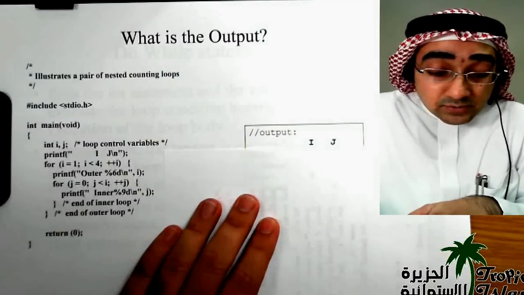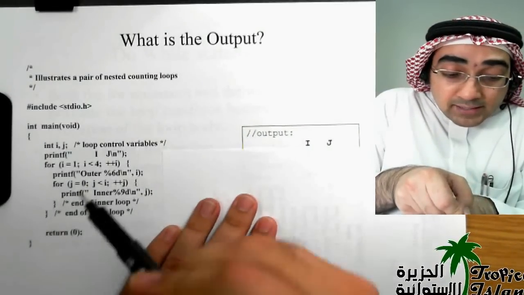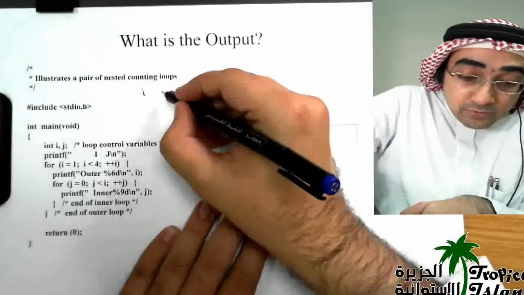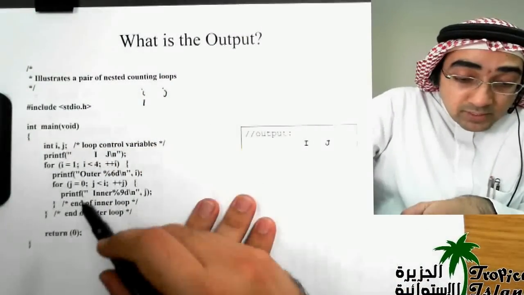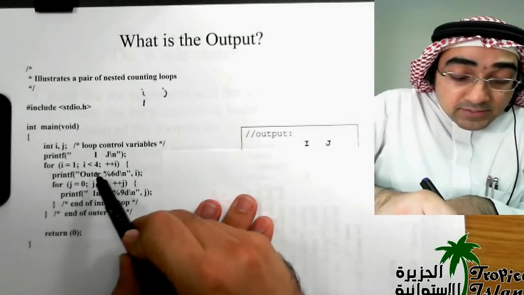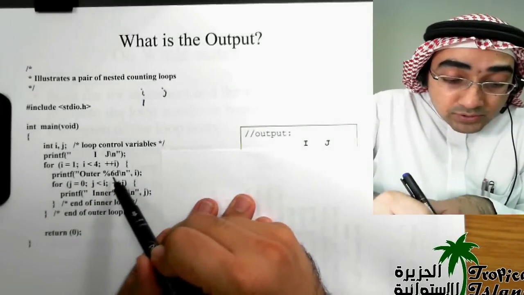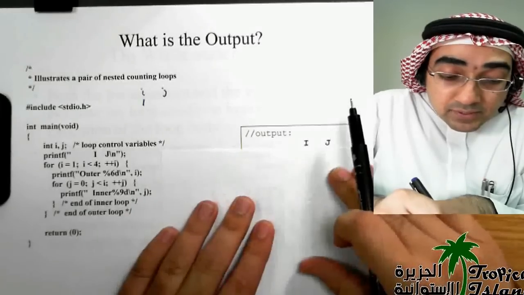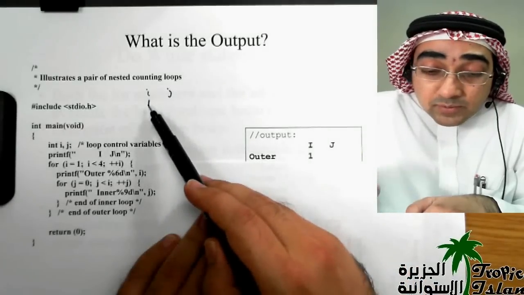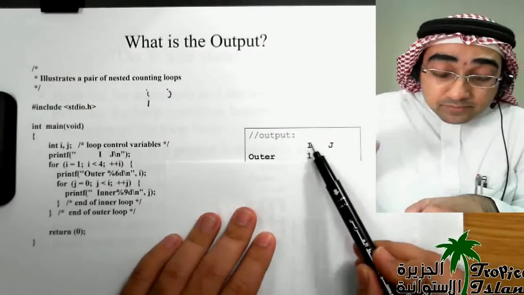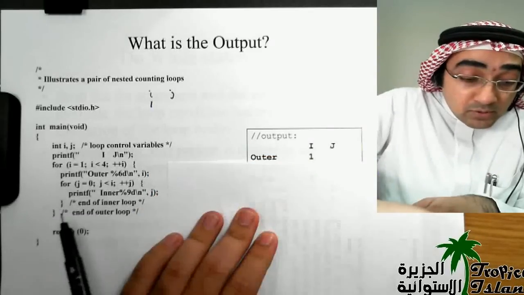Then I say for i equals 1, i less than 4, i plus plus. So I have two variables, i and j. Now i is equal to 1. Is i less than 4? Yes, it's correct. I'm going to print outer and %6d and i. So I'm going to be printing outer, and the value of i, which is 1. So I printed the value of i to be 1, and this is the outer loop. Why? Because the i is in the outer loop.